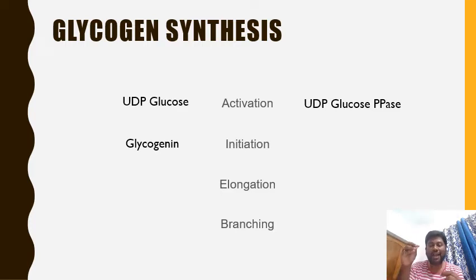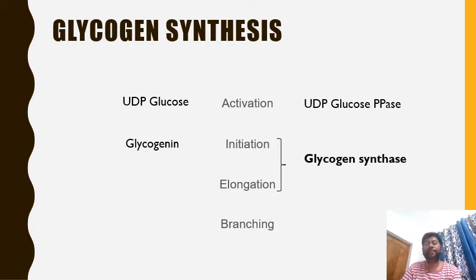After the first residue is added, further glucose residues will be added in a similar fashion in alpha 1,4 linkage, that is called elongation. Both this initiation and elongation are catalyzed by the enzyme glycogen synthase. This glycogen synthase usually elongates the chain up to 11 or 12 residues in size.